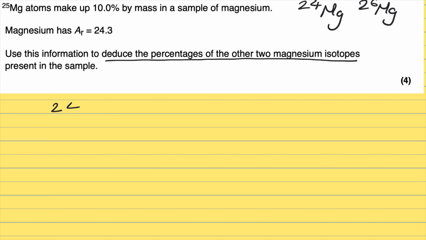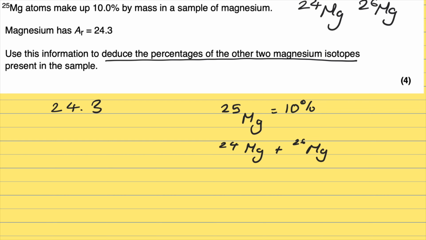Okay, so use this information to deduce the percentages of the other 2 magnesium isotopes. Let's look at what we know. We know the relative atomic mass of magnesium is 24.3. We know that 25 magnesium is 10%. So therefore we can deduce that 24 magnesium plus 26 magnesium must equal 90%, because the total abundances must equal 100%.